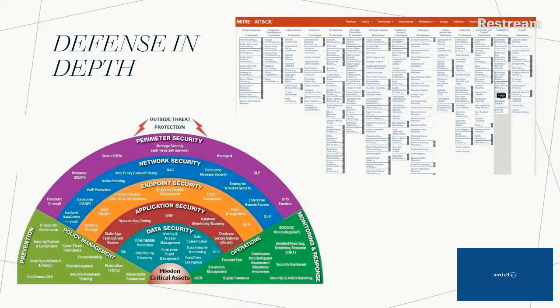What about the MITRE ATT&CK matrix? Let's say you have an audience that you're speaking to that is interested in red teaming or ethical hacking or something like that. What would be your method of breaking that down?